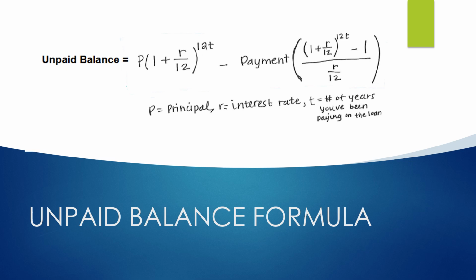All right, so I've written this formula here. So the unpaid balance is P times (1 plus R over 12) raised to the 12t, minus the payment times, in the numerator we have (1 plus R over 12) raised to the 12t minus 1, all over R over 12.